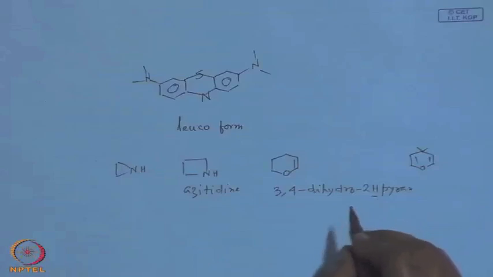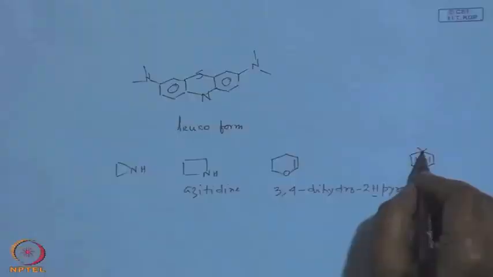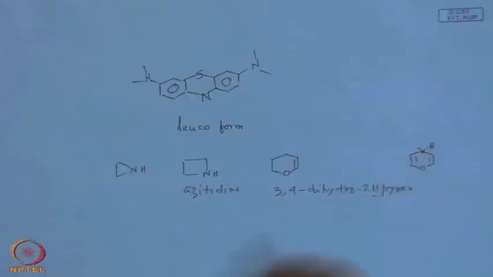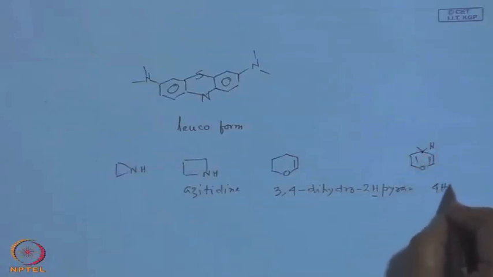If a hydrogen is present in excess over the sp2 carbon atoms, suppose if you had an sp2 carbon atom here, you would have expected only a single hydrogen. Now you have an additional hydrogen. So, that is the reason. So, this is actually 4H pyran.